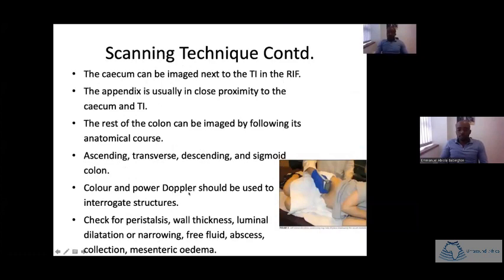So we should use color and power Doppler when we find abnormalities to interrogate the structure. The normal bowel doesn't tend to give much color signal. However, when there's inflammation, you tend to find increased color signal. You tend to find bowel thickening. In many cases, you also find mesenteric fat edema around it. The bowel is a bit calm around that area. There will be no peristalsis or reduced peristalsis. You might find a bit of free fluid. You might find luminal dilatation or narrowing. You might find a collection or abscess, and then, as I said earlier, mesenteric edema.